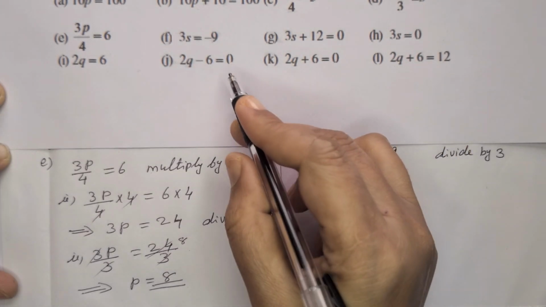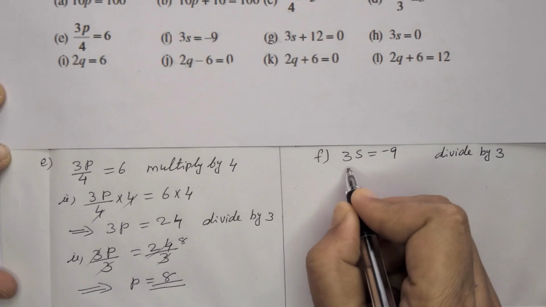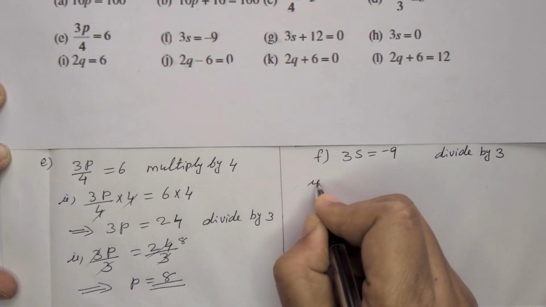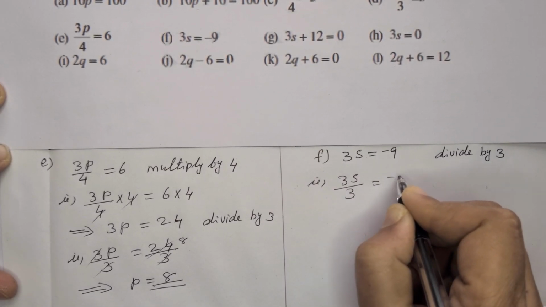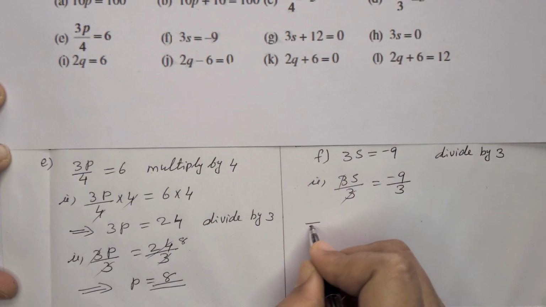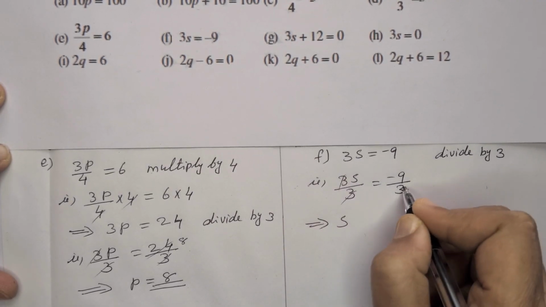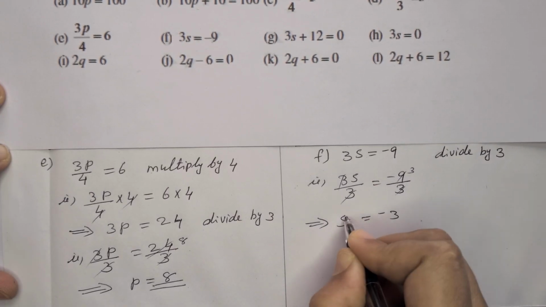Here F. 3S is equal to minus 9. You have to divide by 3. That is 3S by 3 is equal to minus 9 by 3. 3 will cancel, which implies S is equal to, here 3 times, S is equal to minus 3.